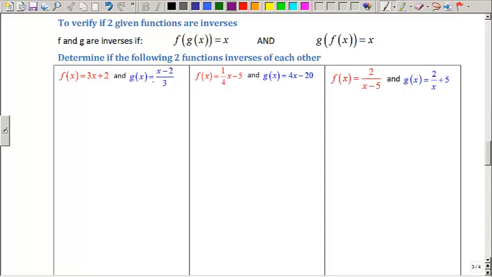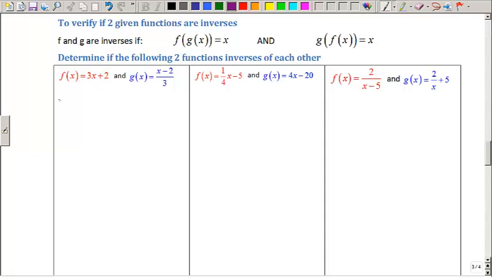Notice we're given two functions. A little bit later, I'll only give you one function and I'll ask you to get the second function. A lot of students confuse these two processes. So make sure that when you're given two functions, you follow the definition, which is f of g of x has to be equal to x and g of f of x has to be equal to x. So I'm trying to determine if the following two functions are inverses of each other.